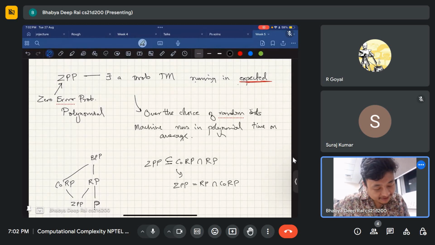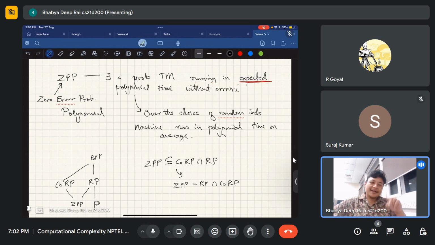Running in expected polynomial time without errors. Yeah, the don't know is the second definition. This is another definition of ZPP. Both are equivalent. So there exists a probabilistic Turing machine running in expected polynomial time. Now, what is expected polynomial time?